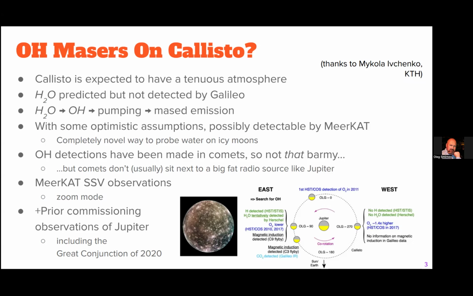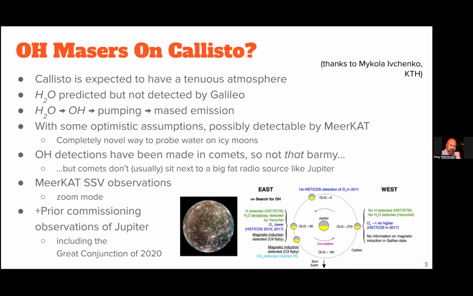But of course, the thing with comets is that they don't usually sit next to Jupiter. Well, there was one famous one, but it didn't last long. And of course, Jupiter is a problem because it's big and it's bright, and it's always challenging to image in the presence of a big bright source.